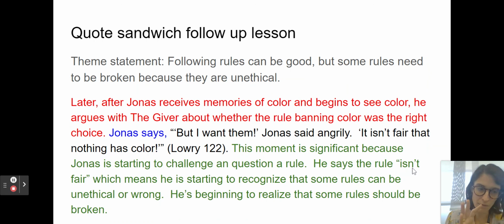Notice I did another move here. Please steal this. He says the rule isn't fair. I'm actually quoting my quote. It isn't fair. I'm pointing out specific language in the quote that supports my theme statement because unethical means unfair, right? Doesn't follow right and wrong. All right, see if that's helpful. Good luck writing your quote sandwiches. Again, this one isn't perfect. I'm going to go through and do a few revisions now, but I've got the essence of my burger here.